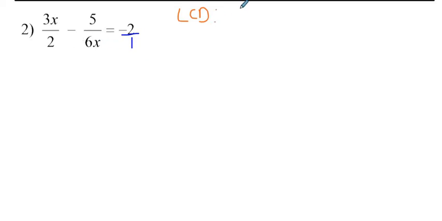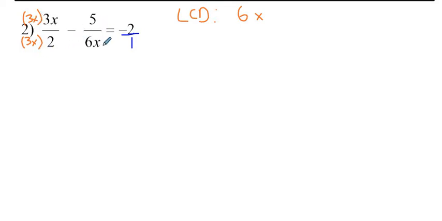So this LCD would be 6x. The smallest number that 6 and 2 divide into is 6, and x. So then I would come back and say, well, what is this missing to become 6x? It's missing 3x. What is this missing? It has to be the same. Remember, we don't really care about the numerator. Its multiplication is decided by the denominator.